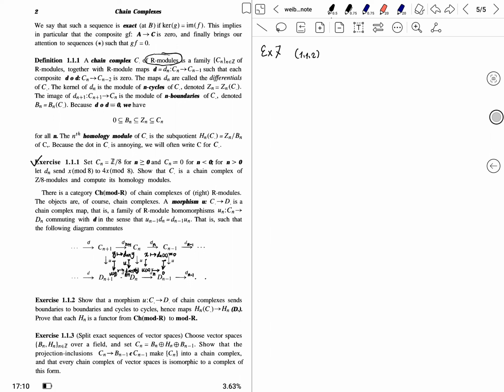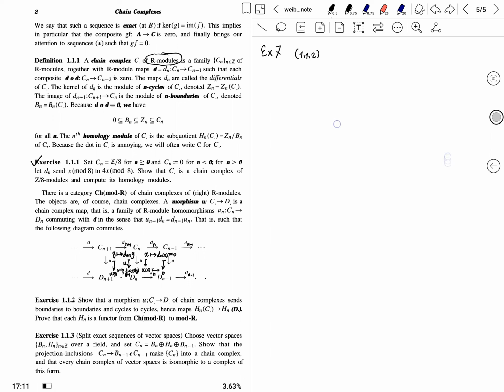Exercise 1.1.2 requires that there is an induced map from the nth homology module of C to the nth homology module of D, and this gives actually a functor Hn from the category of chain complexes to the category of modules.